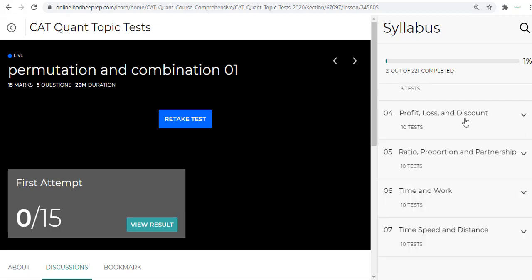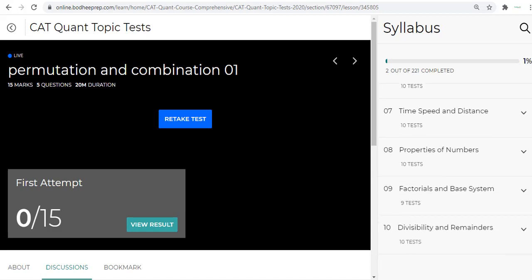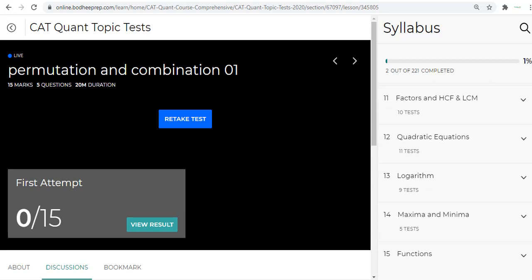Profit and loss, 10 tests. Ratio proportion, 10 tests. Time and work. So all these are small tests. Once you have taken the practice questions, you should test whether you are able to solve the questions with the time constraints. And therefore you come to these kind of questions. And this is the second level. So that is gear 1. This is gear 2. So once you come in the second gear, these are the practice questions.